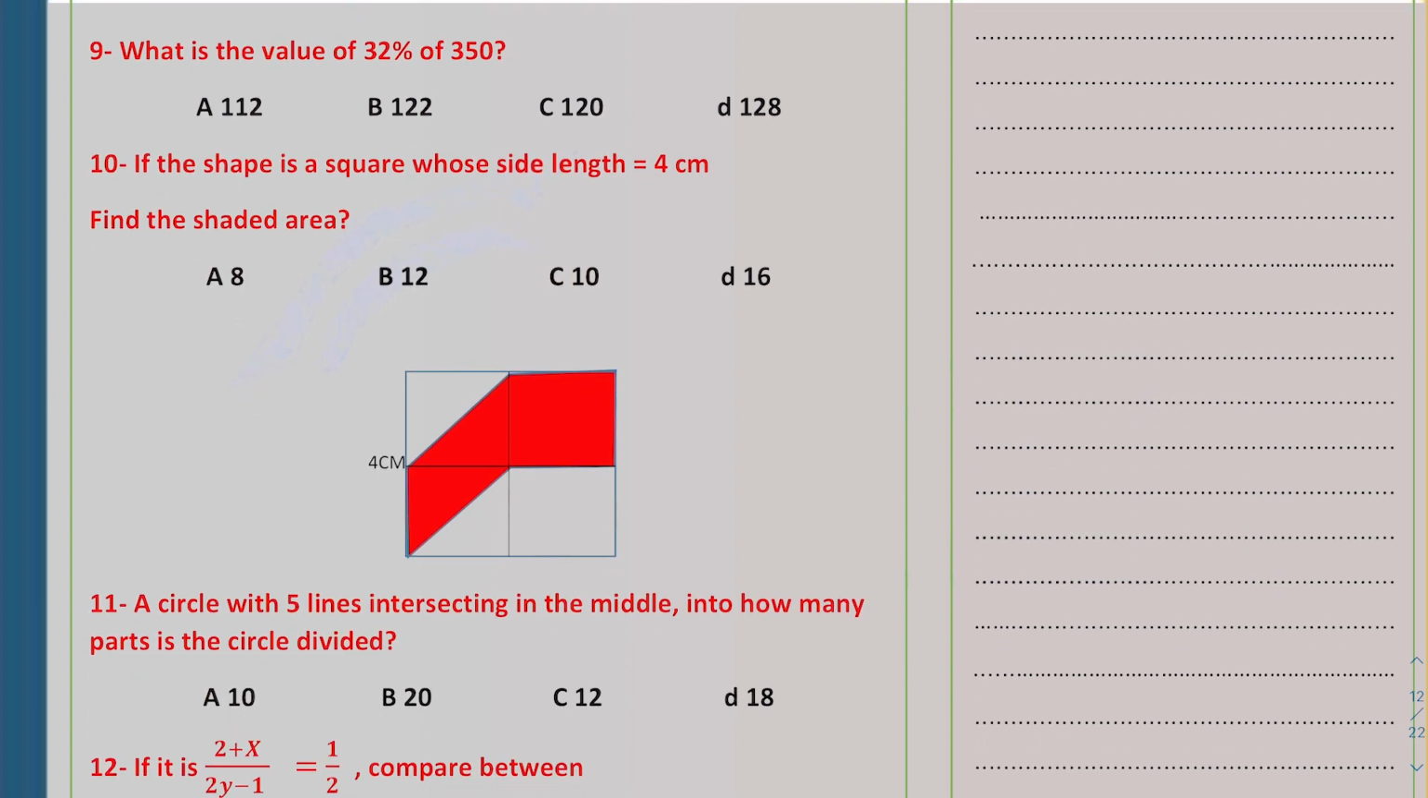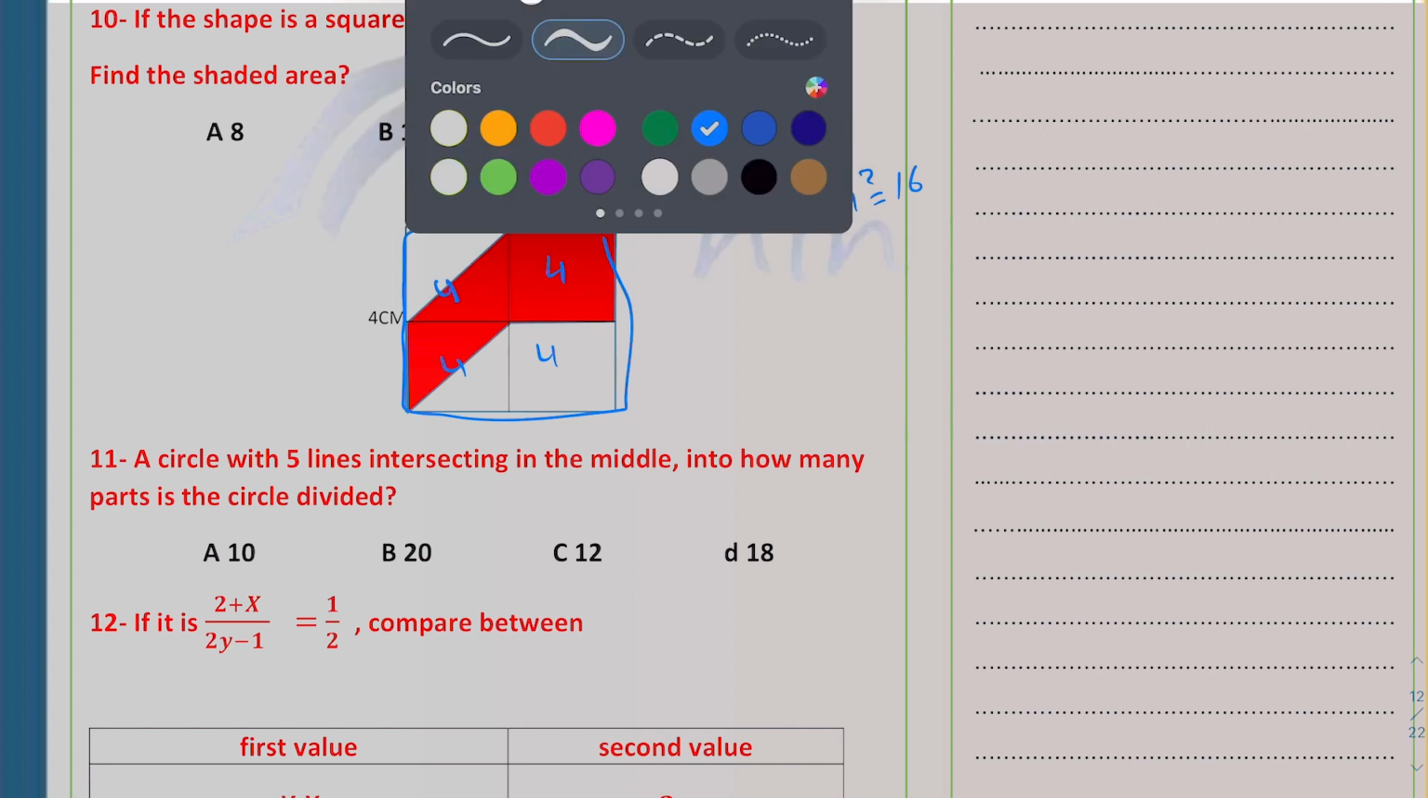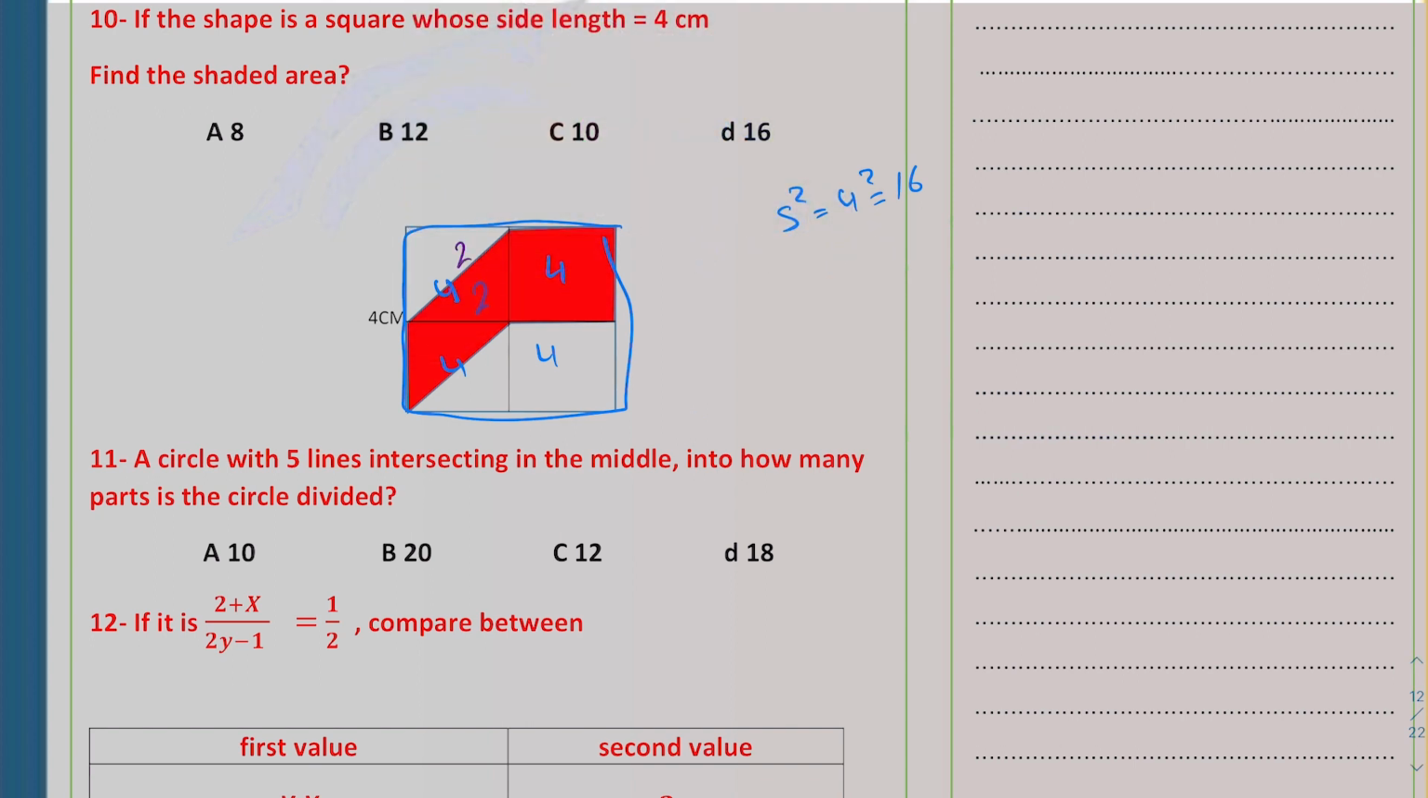Okay. Question number 10. We have a square with side length 4. Find the area of the shaded region. Okay. This is 4 all around. So the area of the square will be side power 2, which is 4 power 2 equals 16. So 16 divided by 4, each square is 4. Here 4 and here 4 and here 4. Now, each triangle will be what? Each triangle will be 2. Here 2 and here 2. Here 2 and here 2. We can add 4 plus 2 plus 2 equals 8. Okay? And this question, you can solve it in different ways.